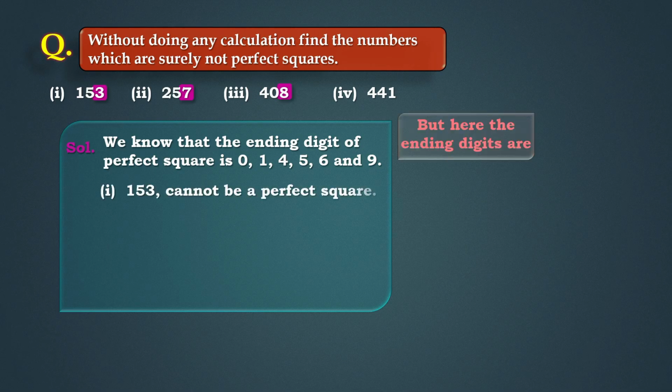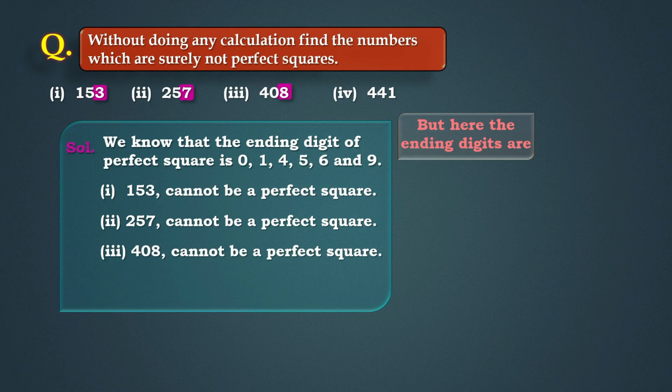153 ends with 3, so it is not a perfect square. 257 ends with 7, so it is not a perfect square. 408 ends with 8, so it is not a perfect square. 441 ends with 1, so it can be a perfect square. So, the numbers that are surely not perfect squares are 153, 257 and 408.